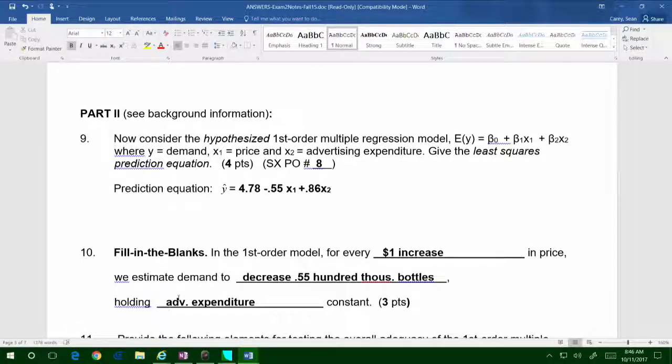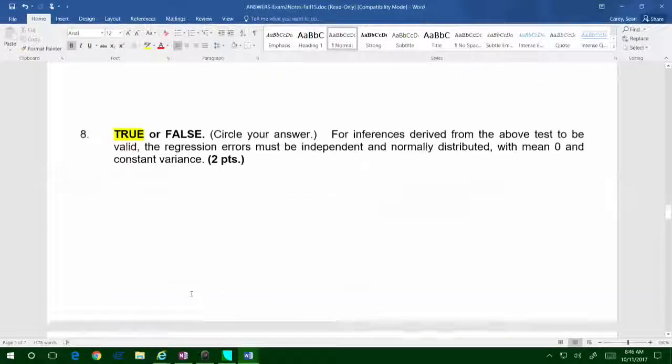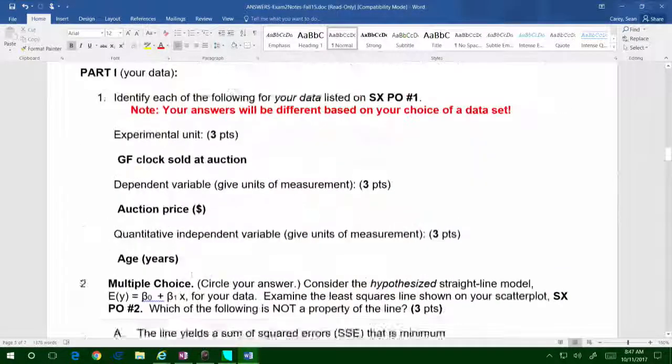Number 9, consider the hypothesized first order multiple regression model. So I'm talking about that first multiple regression model. And you can see the format of it. It just has the 2 x's in there. Y is demand, x1 is price, x2 is advertising expenditure. It says give the least squares prediction equation. Well, those are just the estimates of the betas right from the printout. Now this is coming from printout number 8. No, it's not. Why did I put printout number 8 there? Let's go back and look. I forget what the printout number is. I want to make sure I got it right for you.